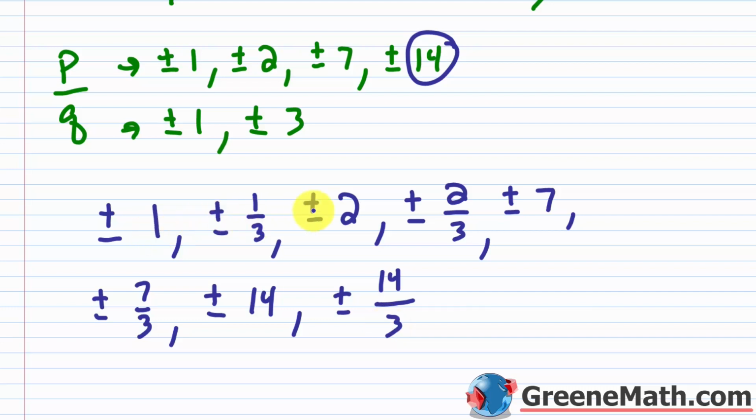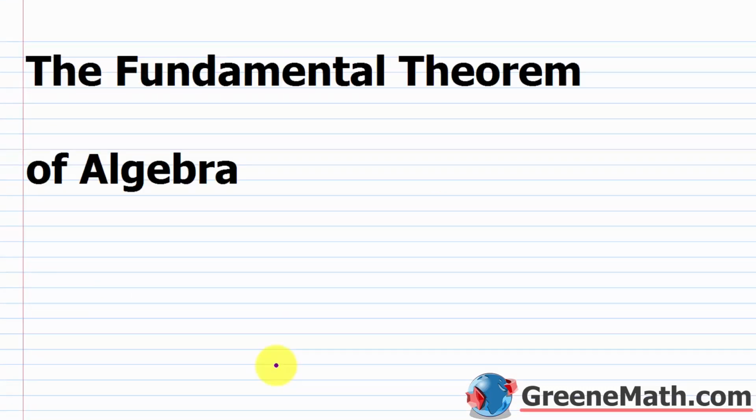You have 1, 2, 3, 4, 5, 6, 7, 8 times 2, so 16 possible rational zeros. And if you went through and checked all these, you'll find that 2/3 is the only one that works. And again, at this point, we don't have enough information to effectively use this technique. In this lesson, we want to talk about the fundamental theorem of algebra.